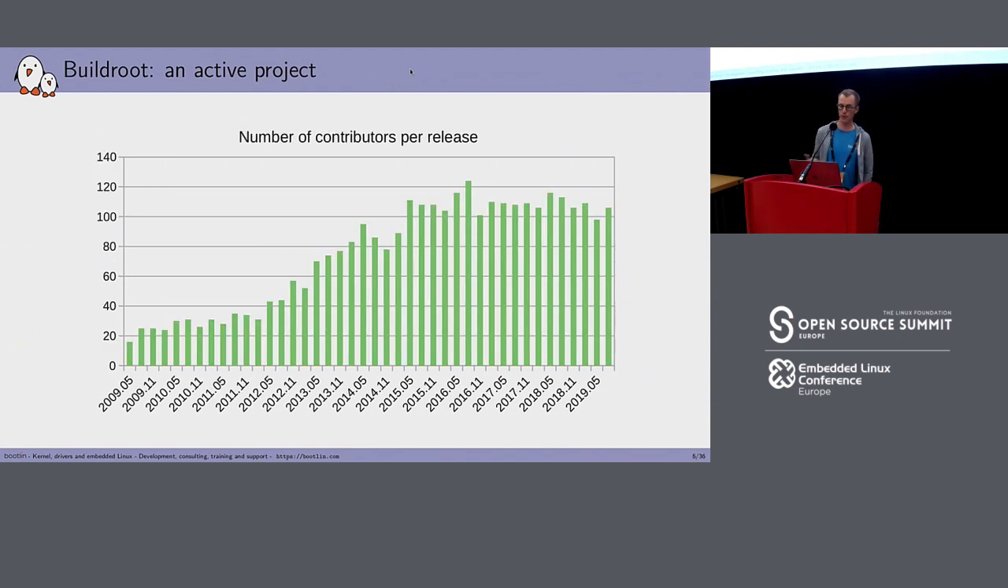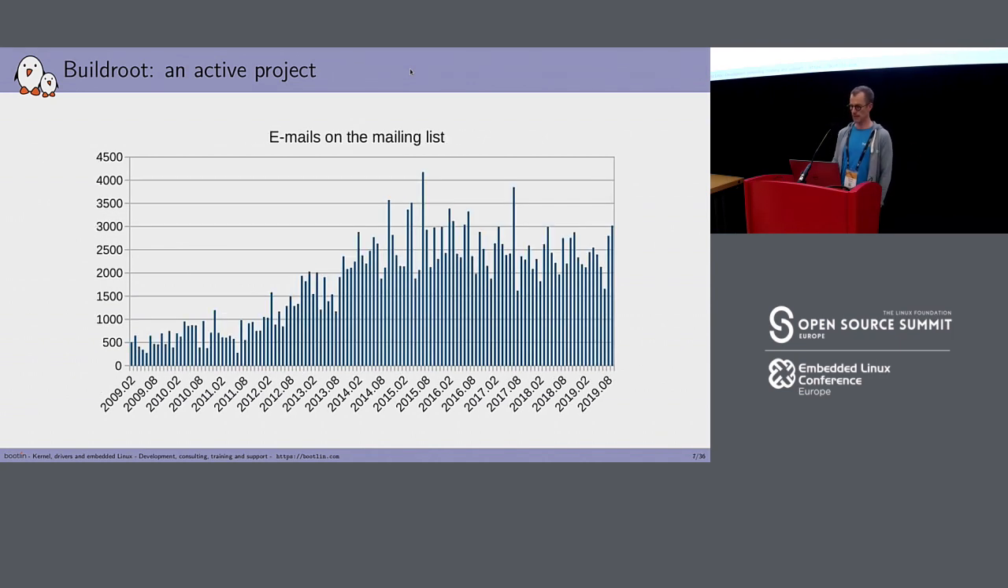Number of contributors per release. We have about 100 different contributors per release, and as you can see, it's fairly stable. Sometimes it goes up to 120, sometimes a little bit below 100, but it's fairly stable over the past five years approximately. So it's a decently large community, not of course as large as the Linux kernel, but the scope of the project is also much smaller. But it's, I guess, in the range of many of those mid-sized open source projects.